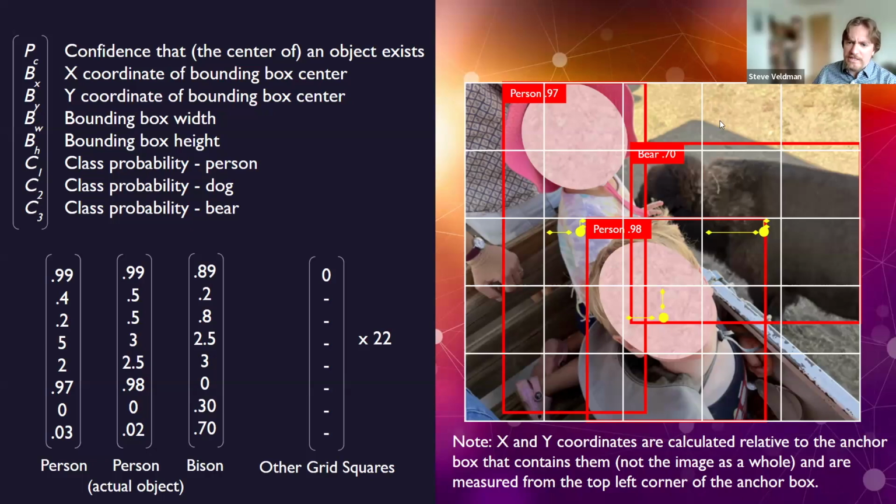It'll predict a couple different centers for this bison. It'll predict a couple different widths and heights for the bounding box. And then it goes through a mathematical process of selecting the center and the bounding box that is most likely. And so in the process of doing all of that, the algorithm will determine which anchor box it most likely belongs to.